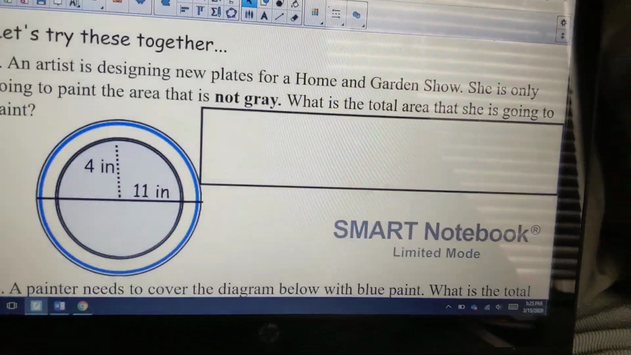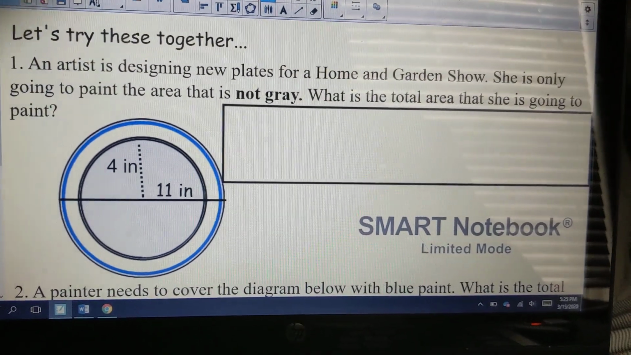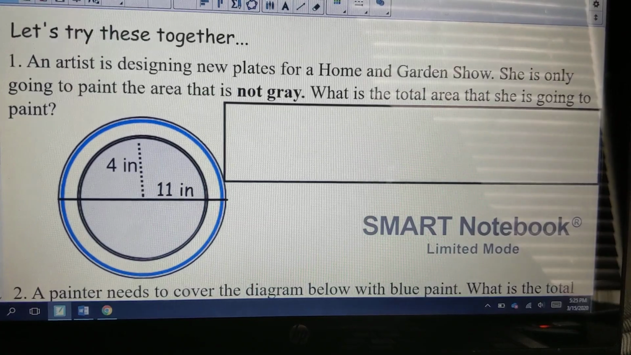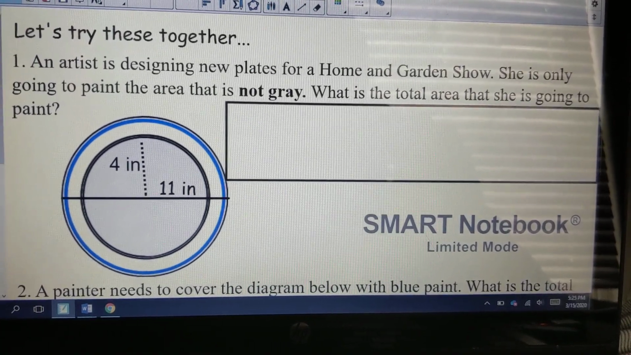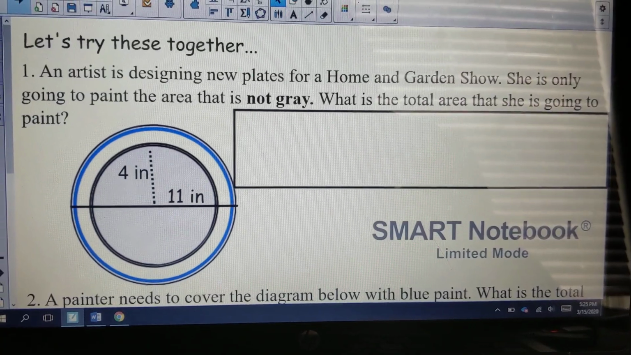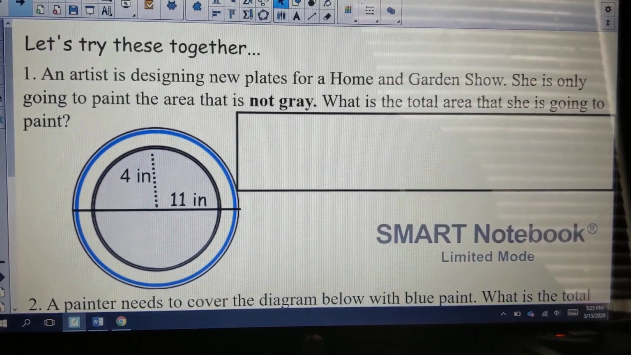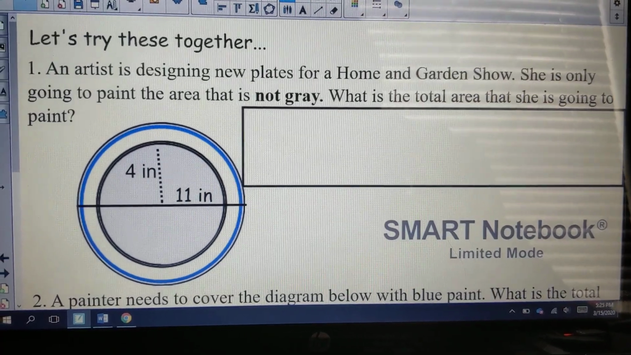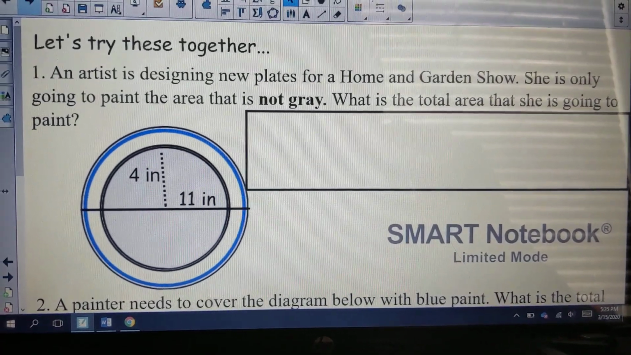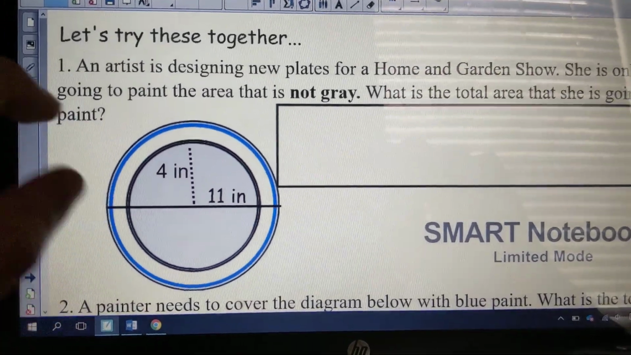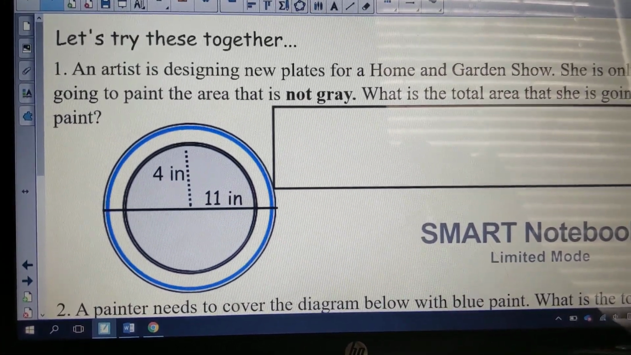So we're going to look at a couple problem-solving problems together, and then you can try the work on your own. It says, an artist is designing new plates for a home and garden show. She is only going to paint the area that is not gray. What is the total area she's going to paint? So when I take a look at this, I see two circles. I see the larger circle, which is on the outside, and then I see that gray circle on the inside.